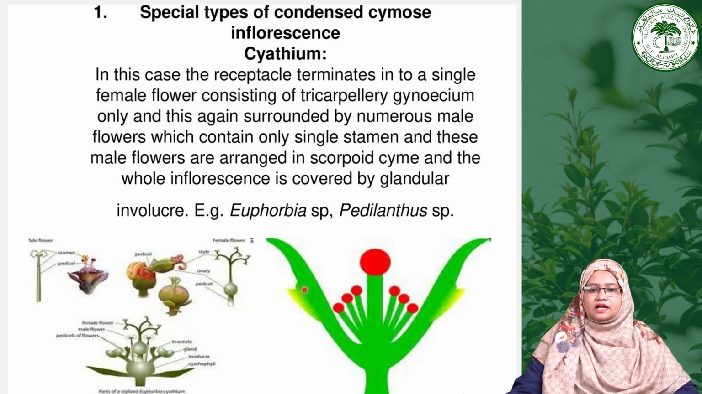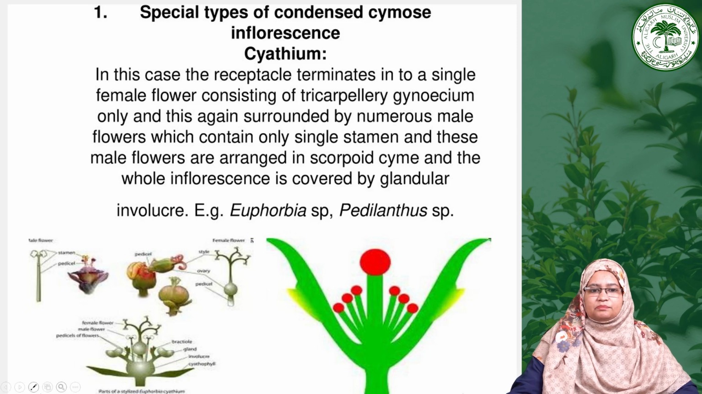This one is the nectary, and this is the single female flower, which is surrounded by a number of male flowers. So this whole inflorescence has many unisexual flowers, in which there is only one female flower and a number of male flowers surrounding it. Each female flower has a tricarpellary syncarpous superior ovary with axile placentation. As you can see, the style here is also divided, and the male flower is represented by only a single stamen.